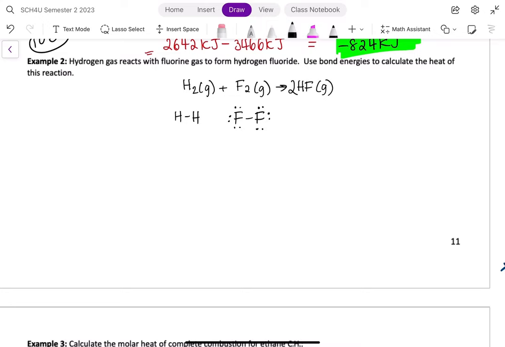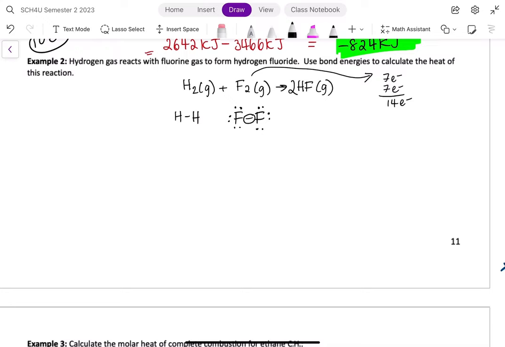So you should see that for one fluorine atom, there are 7 valence electrons. Since there are 2 fluorine atoms, there is a total of 14. So if you add up all of these electrons, as well as consider that the single bond has 2 shared electrons, we have a total of 14.